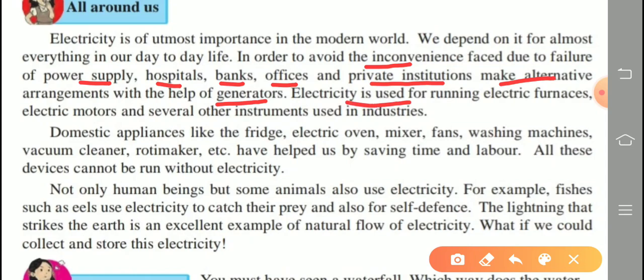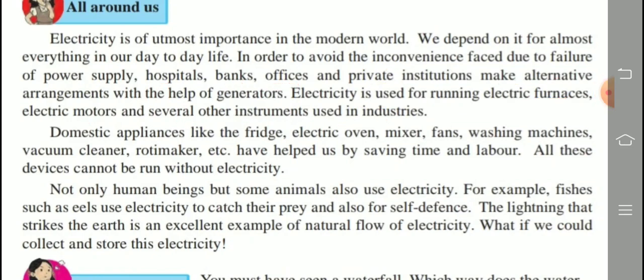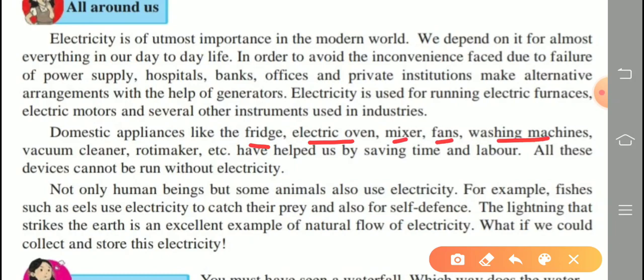Electricity is used for running electric furnaces, electric motors, and several other instruments used in industries. Next paragraph. Domestic appliances like fridge, electric oven, mixer, fans, washing machines, vacuum cleaner, roti maker, etc. have helped us by saving time and labor. All these devices cannot be run without electricity.